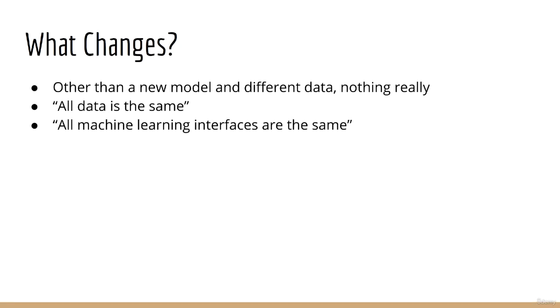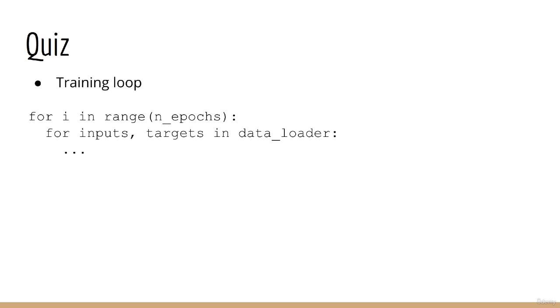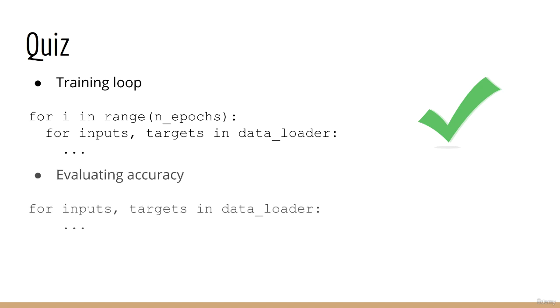So what changes? Other than changing the model and changing the data functions, nothing really. So this is a great time to remind you of my 2 rules. All data is the same, and all machine learning interfaces are the same. So just as a quiz, let's think about which of these steps will be the same and which will be different. First, the training loop. As you know, we'll be doing batch gradient descent. Will this be the same or different? The answer is the same. Next question. Let's consider evaluating the accuracy of the model. Will this be the same or different? The answer is the same.